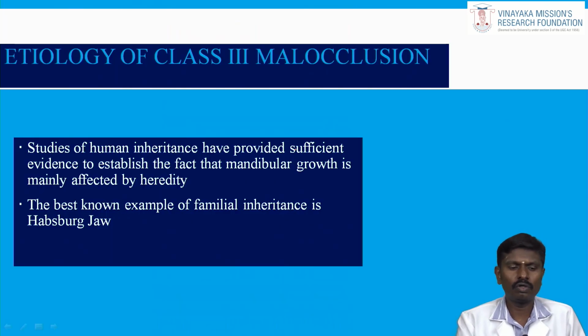We have to know clearly about the etiology of malocclusions. Mainly for class 3, studies of human inheritance have provided sufficient evidence to establish that mandibular growth is mainly affected by heredity. We all know the Habsburg jaw, which is commonly seen in one European family.